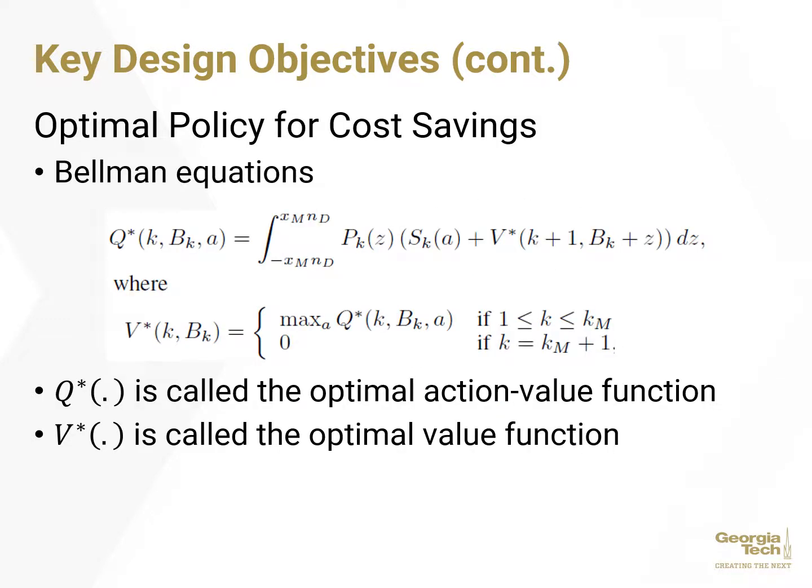The optimal policy can be described by the recursive equations known as the Bellman equations. Pk is the probability that the change in the battery level for the kth decision interval is C. In the presentation, Q is defined as the optimal action value function and V is defined as the optimal value function. The optimal value function describes the optimal cost savings that can be achieved at the state assuming the following actions are all optimal until the end of the day.